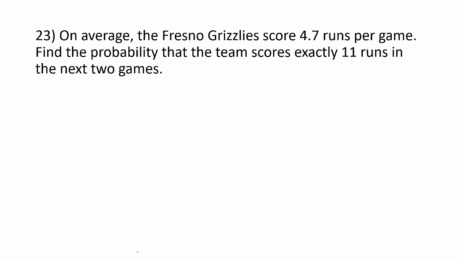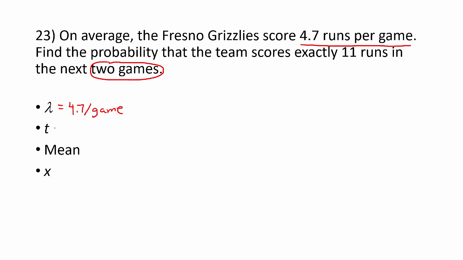On average, the Fresno Grizzlies score 4.7 runs per game. Find the probability that the team scores exactly 11 runs in the next 2 games. This is a Poisson probability problem with lambda being 4.7 runs per game. But the question asks about the next 2 games, so t is 2 games, and that means that the mean will be 4.7 times 2, or 9.4 runs. That would be the average for a 2-game span.